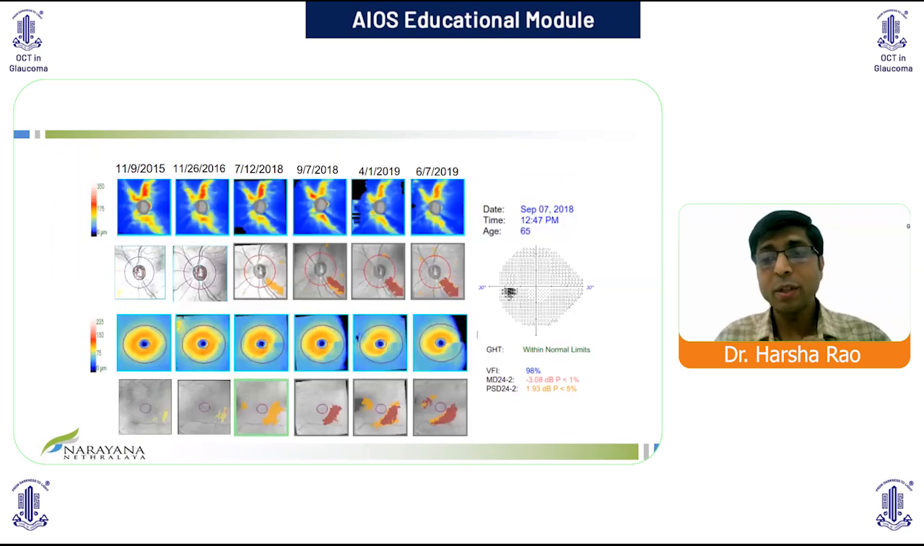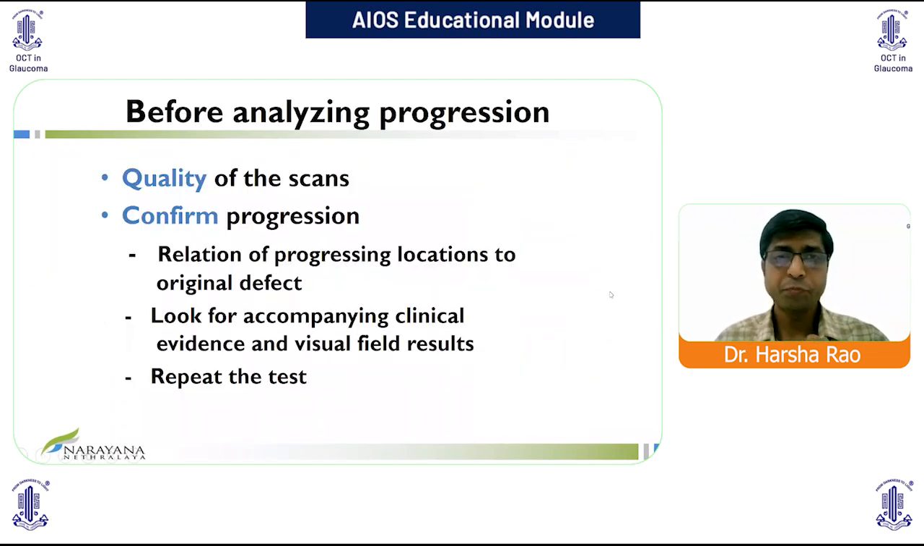In fact, in this example, the visual field remained normal till 2008, till this point, in fact. But by this time, the RNFL progression and the GCA-PL progression had become very obvious. The visual field did not show any sort of visual field defect till then.